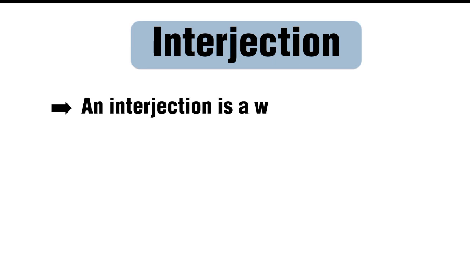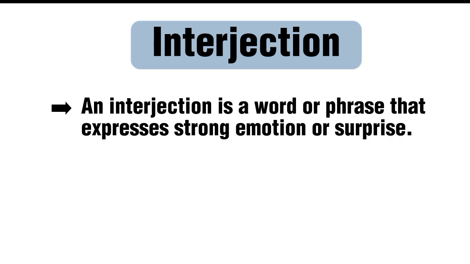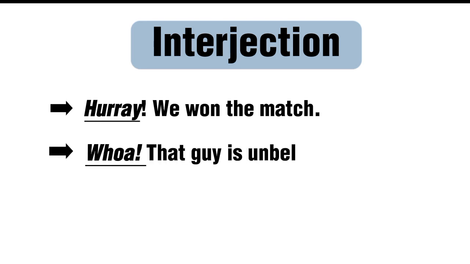Interjection. An interjection is a word or phrase that expresses strong emotion or surprise. For example, wow, ouch, and hey are all interjections. Hooray, we won the match. In this sentence, hooray is the interjection. Ho, that guy is unbelievably huge. In this sentence, ho is the interjection.